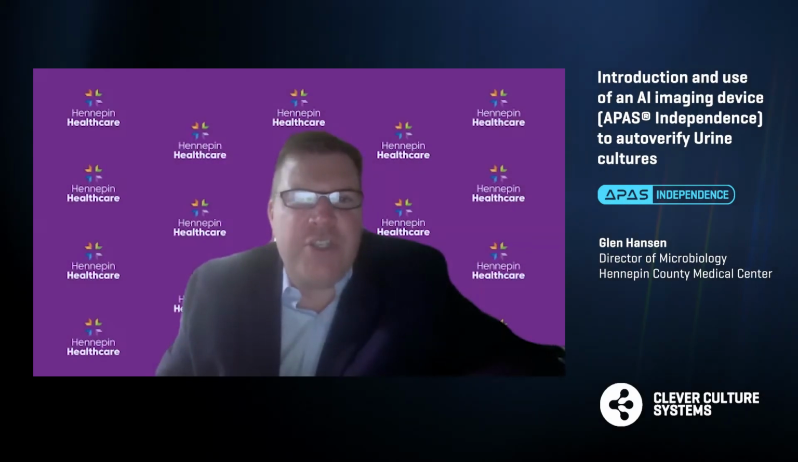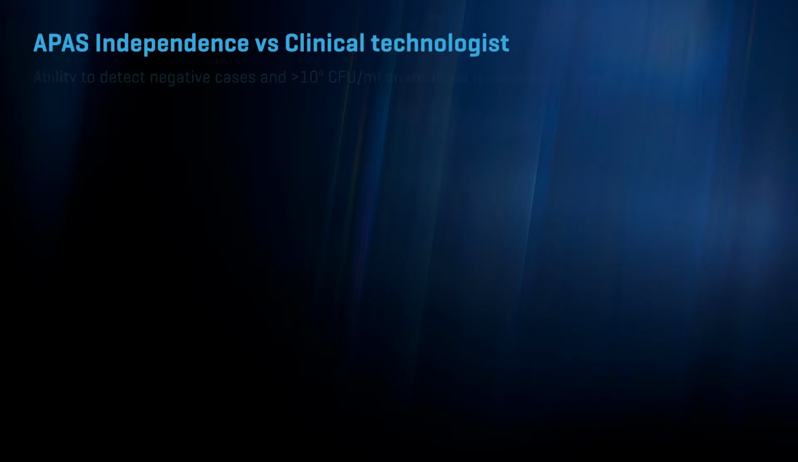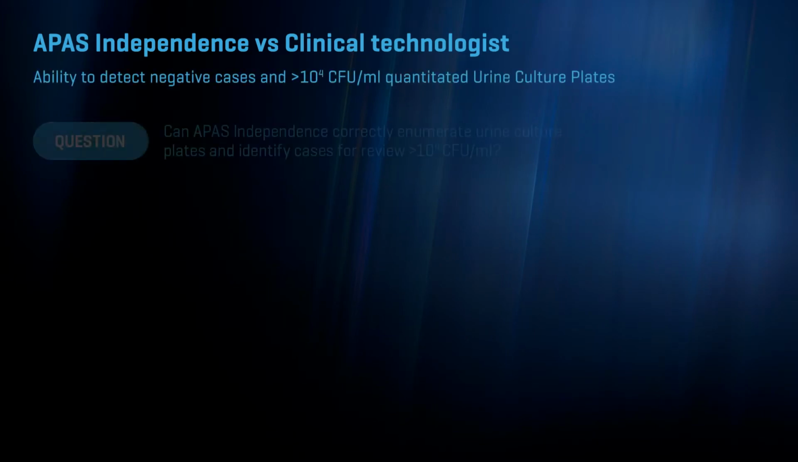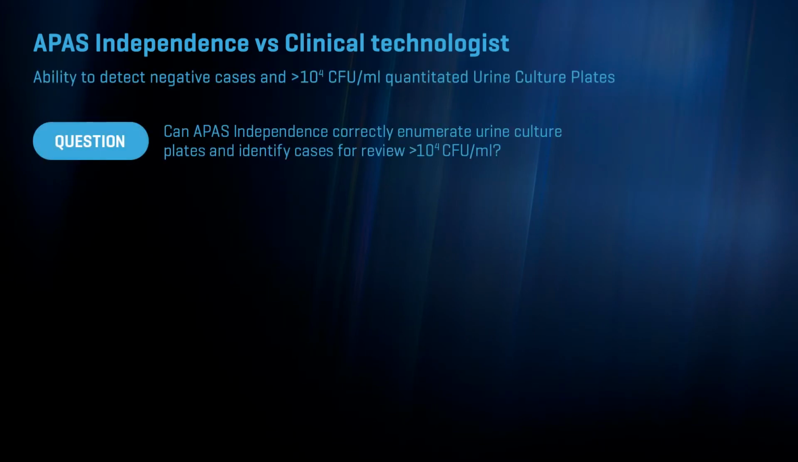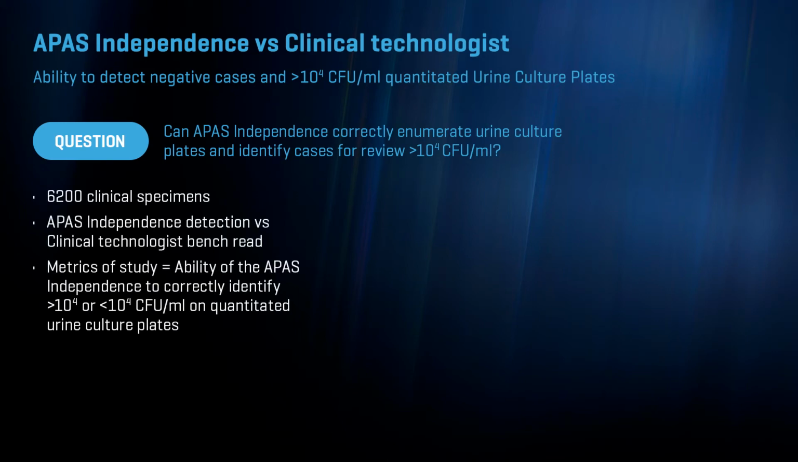Similarly, a question should be asked, can the APAS correctly enumerate urine cultures and identify cases for review at greater than 10 to the fourth colony-forming units per mil? This is the same clinical cohort of 6,200 clinical specimens submitted to our lab for workup, and the APAS detected these in comparison with clinical technologist bench read. So the metric used was how did the APAS identify and enumerate cases greater than 10 to the fourth compared to what we see with manual tech reads.